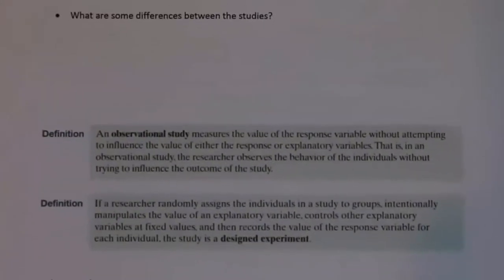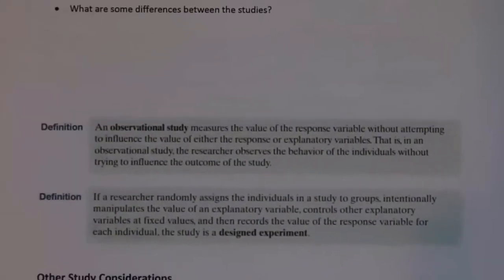What are some differences between the studies? Well, we could list a bunch of them, but primarily the big difference is that in the first example, the researchers are not manipulating the amount of radiation that an individual is exposed to. And in the second example, the researchers are manipulating the amount of radiation that the individuals, the rats, are exposed to. So that is one of the big differences in the way those work.